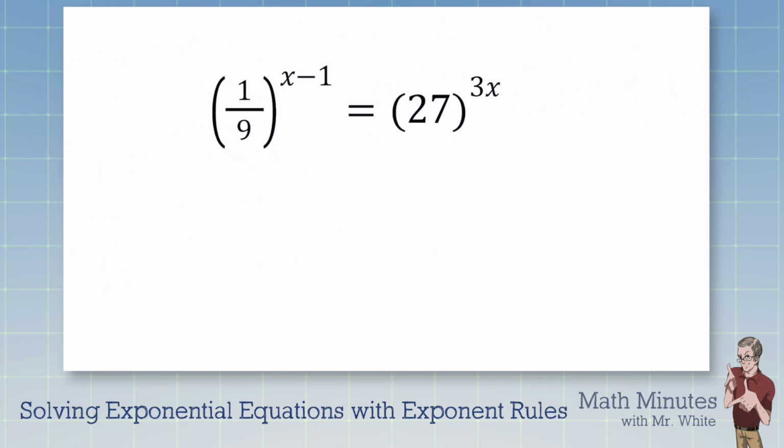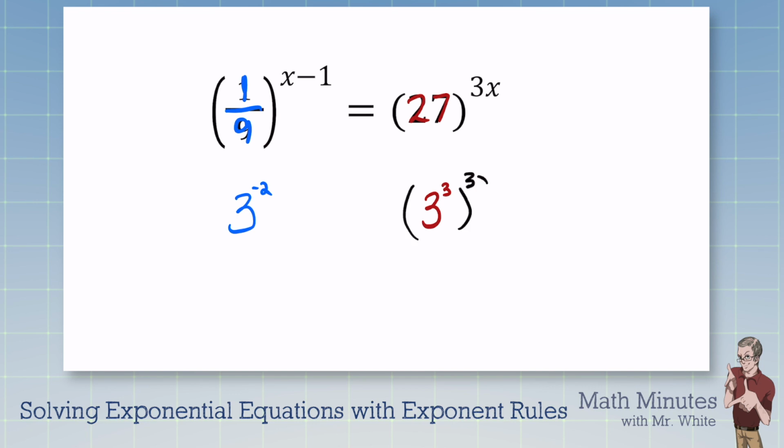All right, I've got a similar example here. You might want to pause the video and give this a try on your own, but let's look at this 1/9 and the 27. What would the common base be between those two? I think we could write them both as a base 3. So what would the exponents be to make that happen? It would be 3 to the negative second over here, and it would be 3 to the third power over here. 3 to the third power is 27.